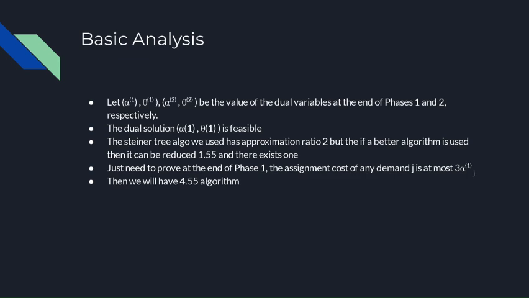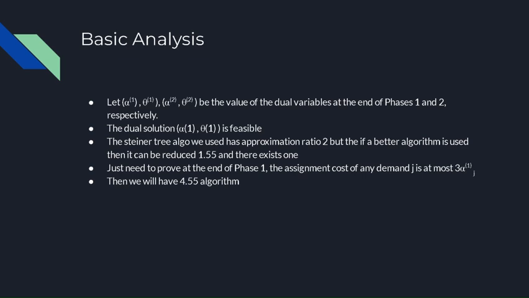So we had two problems. One is this phase 1 problem and the other is the phase 2 problem. So let the solutions alpha 1, theta 1 and alpha 2, theta 2 be the two solutions for phase 1 and phase 2, and these are for the dual problem. In this, one should note that the dual solution alpha 1, theta 1 is feasible. I'll not go into its proof, but it is feasible.